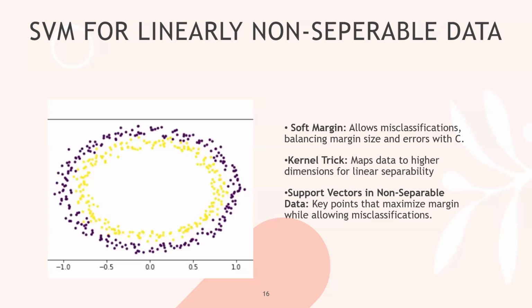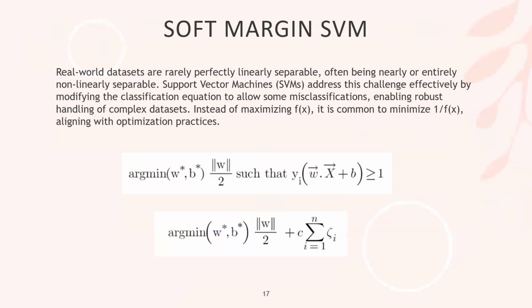Third, support vectors, as we have discussed in the linearly separable data as well. These are the points which are represented as vectors, and which help to maximize the margin while allowing the misclassifications. Soft margin SVM. This is how a real world scenario works, which is rarely perfectly linearly separable. There are cases, as we discussed, of linearly non-separable data, where the support vector machine addresses this challenge effectively by modifying the classification equation to allow some misclassification, enabling robust handling of complex data.